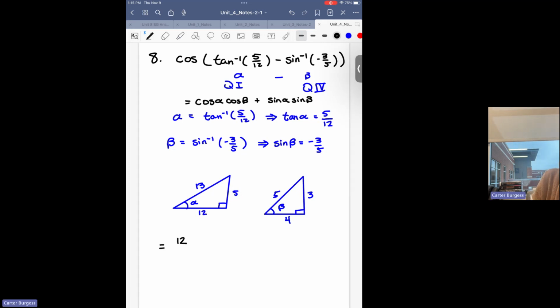(12/13). Is that going to be positive or negative? Positive, because alpha is in quadrant 1. Fantastic. What is cosine of beta? 4/5. Positive or negative? Positive, because beta is in quadrant 4. Yeah, fantastic. And our x value is positive in quadrant 4. All right, we are doing plus.